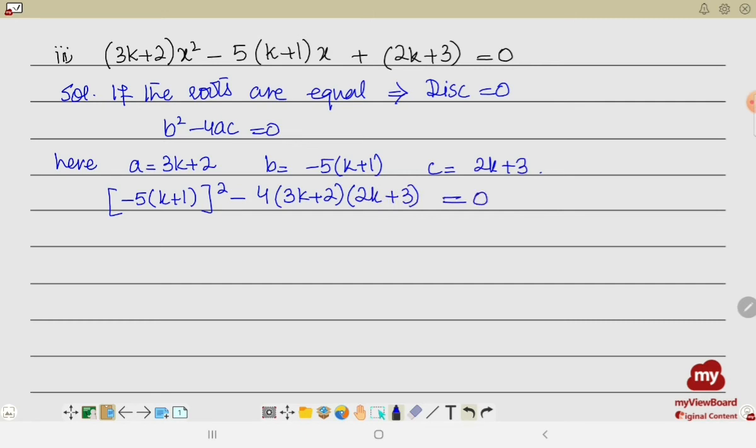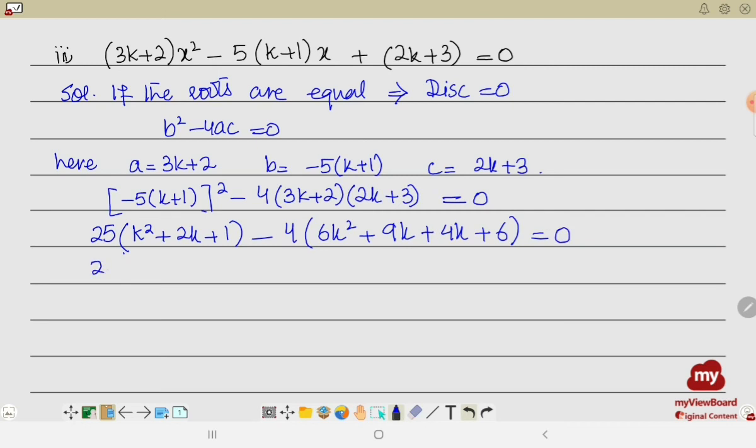The square is on minus, it will become plus. Open up the squares and the brackets. The square is on the minus sign, so it will become plus. The square of 5 will become 25. The square of k plus 1 whole square, we'll open it up as an identity. And we'll just expand the two brackets: 9k plus 4k plus 6 equals to 0.